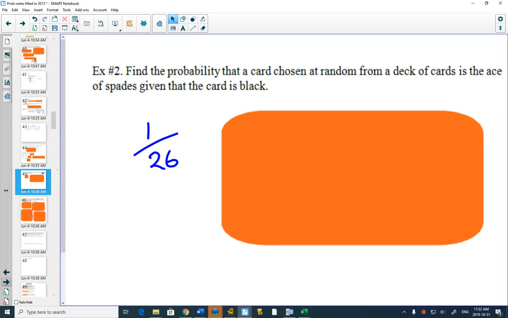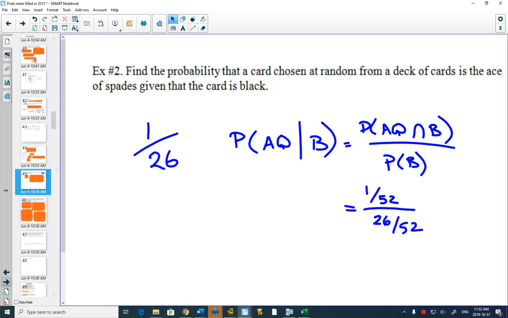Want to use your formula? You can. Probability of ace of spades given that it's black. Well, how many ace of spades and black are there? Well, there's just the one out of all 52 cards. And then, how many black ones? 26 out of 52. Multiply by the reciprocal and simplify. Same answer. In this example, I would hope you would just write down the answer. It's easy enough to reduce the sample space.